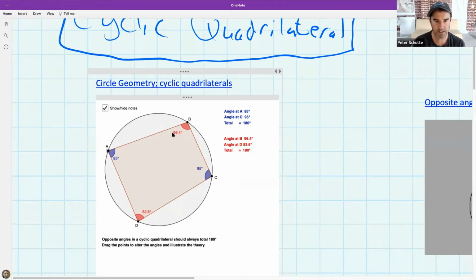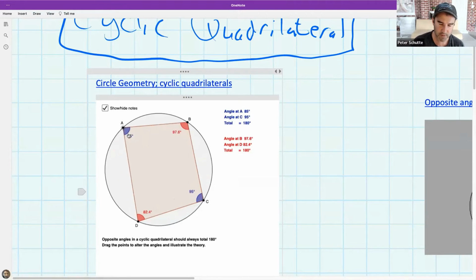What I spoke about in the previous lesson is that opposite angles are not equal, but they are supplementary. So opposite angles in a cyclic quad add up to 180. Angle A and angle C add to 180. If I move this around the circle, the numbers will change, but the relationship itself, the opposite angles, will still add up to 180.